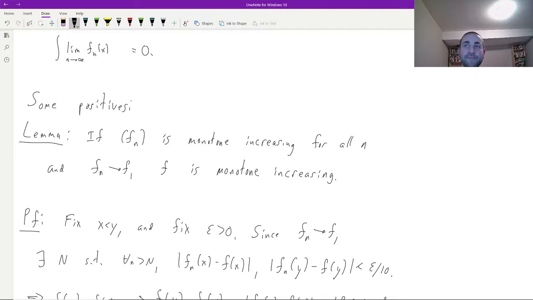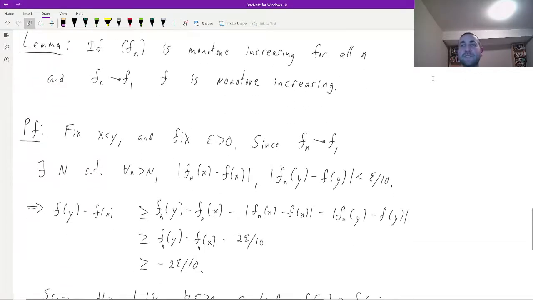So here's a lemma. Let's say that f_n is monotone increasing for all n. So that means the f_n's look like this. And f_n converges pointwise to some function f, then f is monotone increasing as well. Okay, so at least something is preserved, monotonicity is preserved. How do we prove something like this? Well, it's going to be a fairly standard telescoping sum identity style proof, but let's do it again anyways.